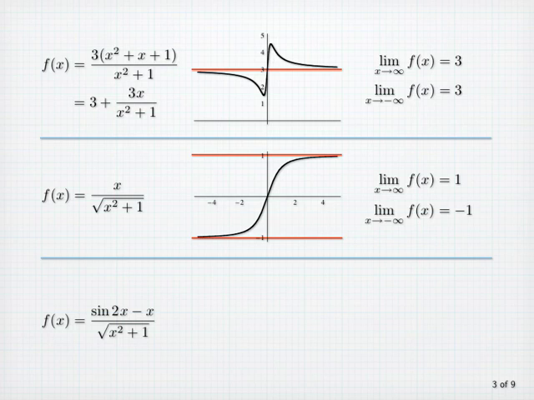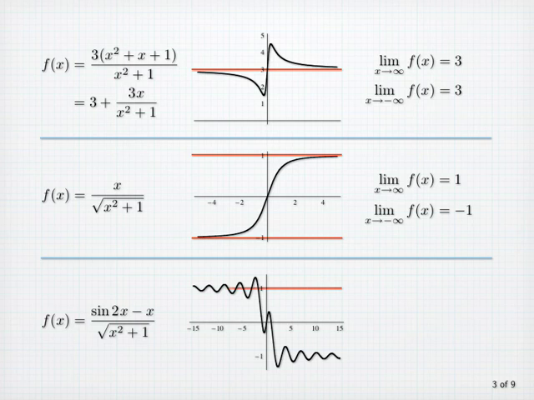Now let's consider f of x equals sine of 2x minus x over the square root of x squared plus 1. Here's the graph of that function. And here, y equals 1 is the leftward horizontal asymptote, while y equals minus 1 is the rightward horizontal asymptote. Notice how the graph oscillates about each of these horizontal asymptotes. The limit as x approaches infinity here is minus 1, while the limit as x approaches minus infinity of f of x is plus 1.